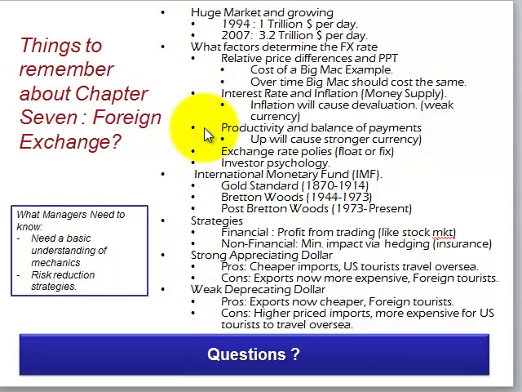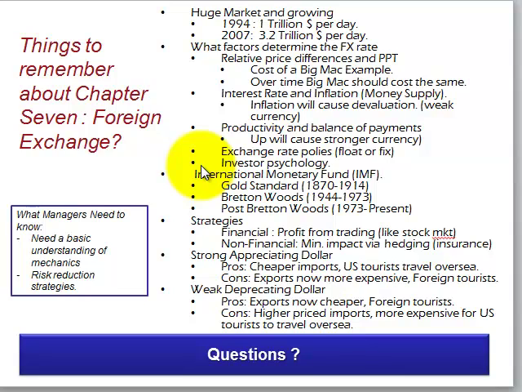Third factor is productivity and balance of payments. Normally, if I have high productivity in my country and I'm improving my balance of payments, my currency will become stronger or go up in value. There are some exchange rate policies, even though this one doesn't play too big anymore because almost everyone floats their currency. Very few countries can fix rate their currency.